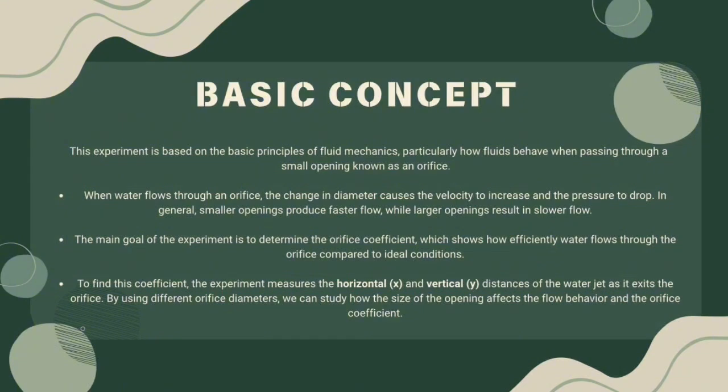The main goal of this experiment is to determine the orifice coefficient, which shows how efficiently water flows through the orifice compared to ideal conditions. To find the coefficient, the experiment measures the horizontal x and vertical y distance of the water jet as it exits the orifice. By using different orifice diameters, we can study how the size of the opening affects the flow behavior and the orifice coefficient.